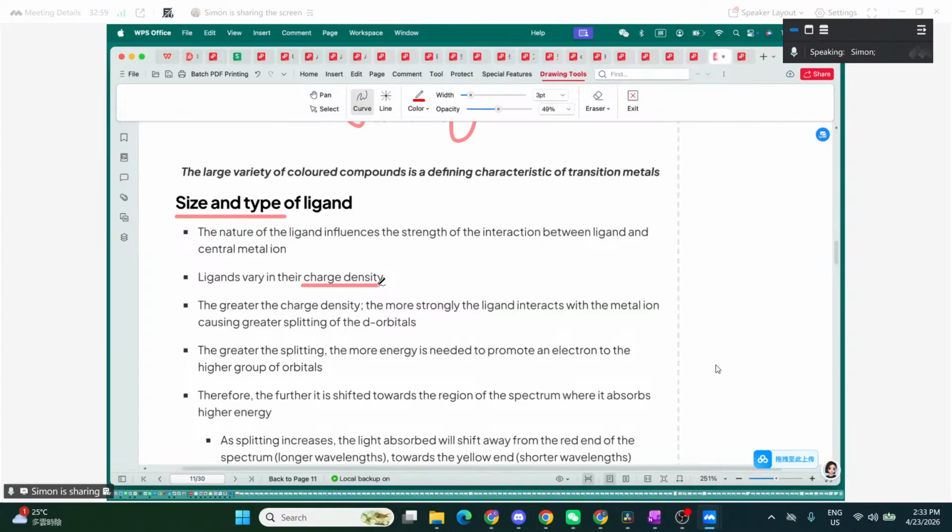For example, think about the neutral ligand like ammonia. The ammonia has no charge. This one is negative, and this one is negative. If they carry different amounts of electric charge, they may produce different charge density.